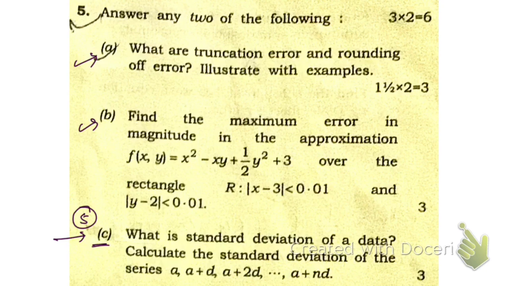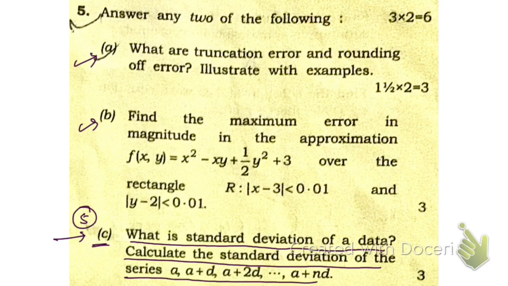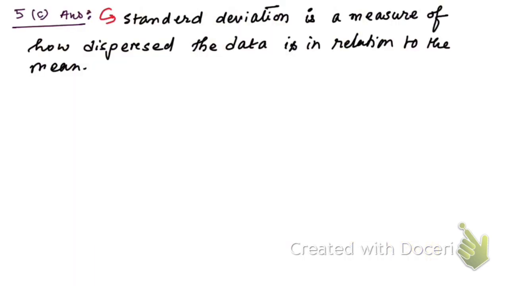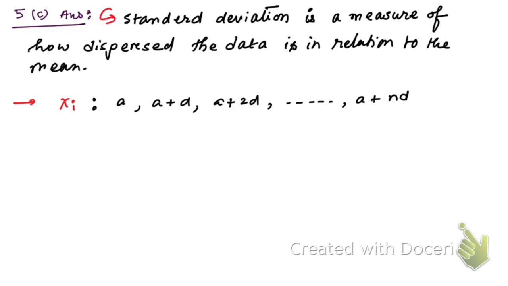Here we first have to write the definition of the standard deviation of data, and then calculate the standard deviation of this series. So this is the definition of standard deviation, and we need to find the standard deviation of the given data: a plus d, a plus 2d, up to a plus nd. This is the data we have here.